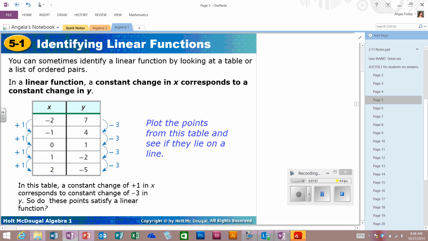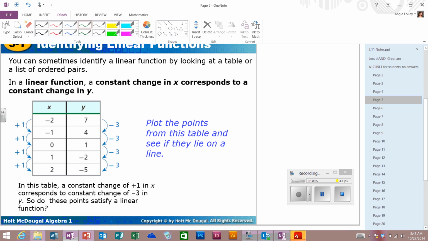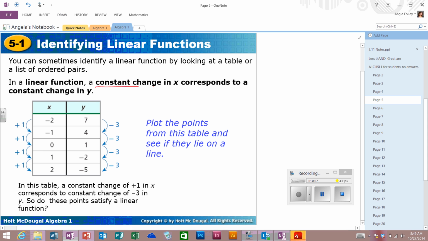So let's look here. You can also identify a linear function by looking at a table of the ordered pairs, meaning points on the graph. So a linear function has a constant change in x and a constant change in y. So what you would do is you would list your ordered pairs. So you'd list your x value and your y value. And if you notice, every x value is unique. So there's not a repeating x value. That, first of all, tells you it's a function.